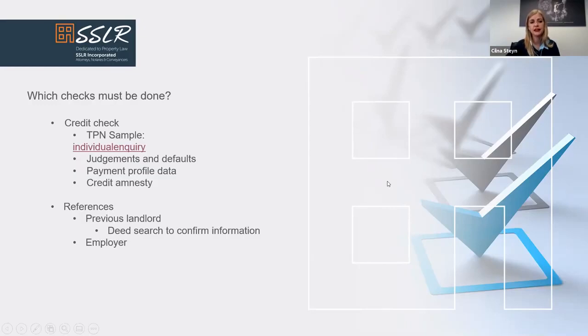Now, my little tip is on the application form, ensure that you have the details of the previous landlord as well as the address where they rented. Immediately do a deed search on that address and ensure that the person whose details you've received as the landlord is actually the owner of that property.